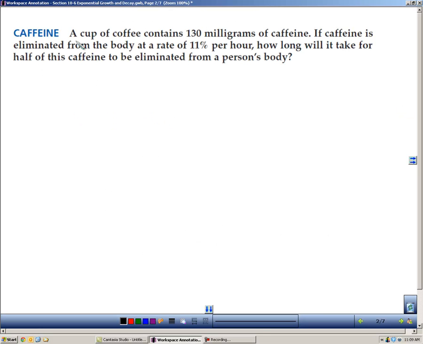Here's an example. It says a cup of coffee contains 130 milligrams of caffeine. If the caffeine is eliminated from the body at a rate of 11% per hour, how long will it take for half of this caffeine to be eliminated from a person's body? So here's the formula for exponential decay. It has 4 variables, and we're going to look at each one of those.